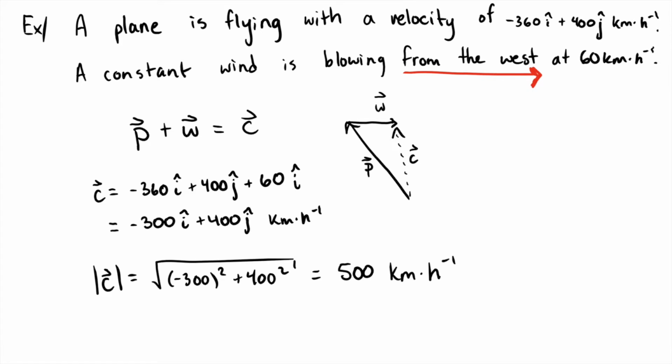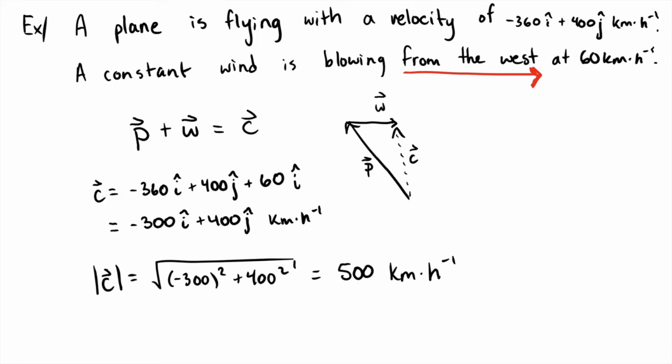So when I calculate the magnitude of the vector c, I end up with an answer of 500 kilometers per hour. So that's roughly the speed that the plane is traveling overall when you combine its speed, the speed that's powered by the plane, and the speed of the wind all coming together.